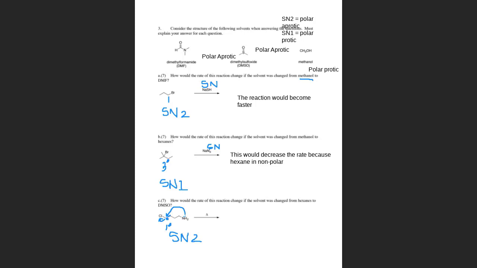For this SN2 reaction, the question is asking how the rate of the reaction would change if the solvent was changed from hexane to DMSO. Hexane is nonpolar, and DMSO, like we said above, is polar aprotic. Hence, I think the reaction will get faster. It will increase because obviously aprotic is more favorable. So that is this page. Did it make sense?